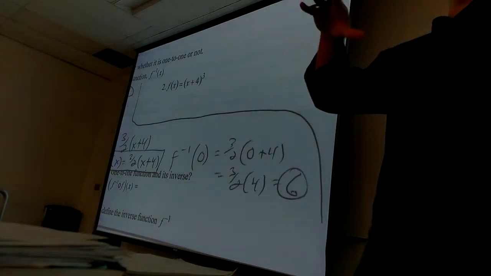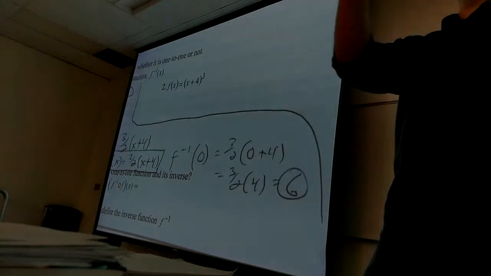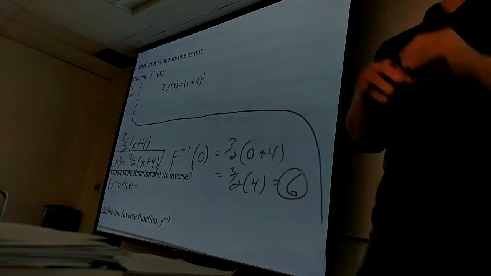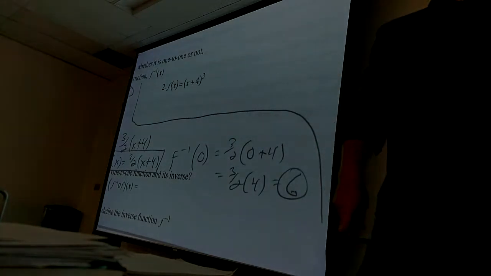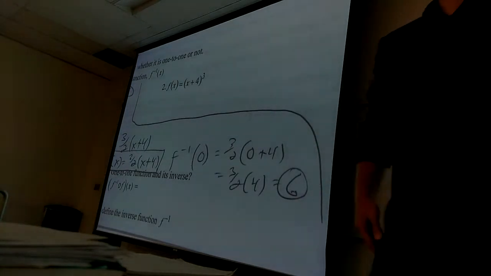Just in case somebody's realizing this, we're always talking about real numbers when we're doing inverse functions. We're just talking about real numbers. That is why the cube has an inverse.